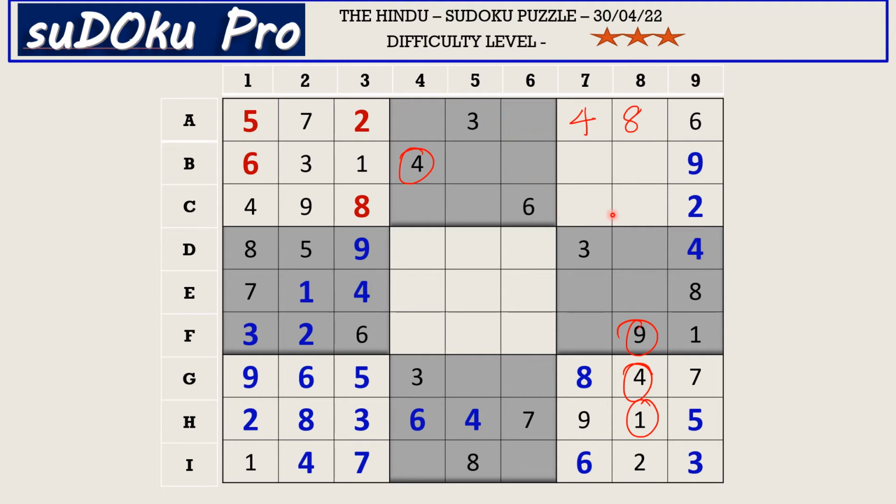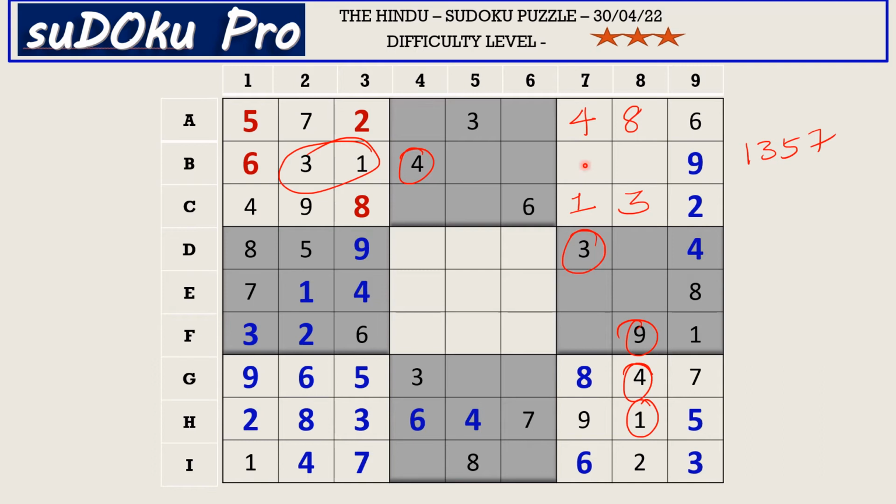Now there is a small square here in this block. Let's try to fill that. The missing numbers in these four squares are 1, 3, 5 and 7. There is 1 and 3 blocking these two cells. So 1 and 3 goes here. There is a 3 blocking from here. So C7 takes 1 and C8 takes 3.